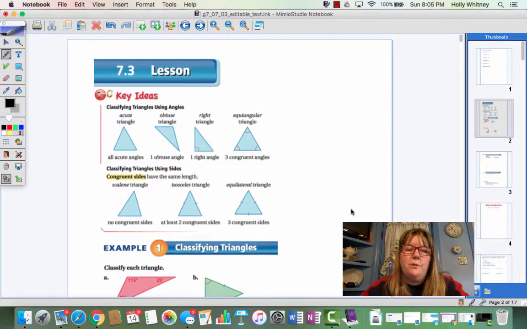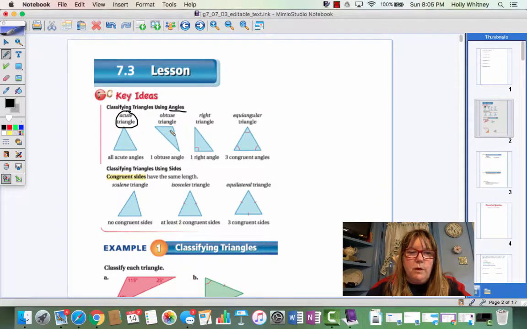This is where geometry gets kind of hard, not because it's necessarily difficult, but because it requires a bit of memorization and understanding why we classify things. So we classify triangles in two different ways. One, by using the angles. So we look at a triangle and we say, well, what do their angles look like? In the case of this triangle, where all of them are acute angles, we call it an acute triangle. And that's where they all have to be acute.